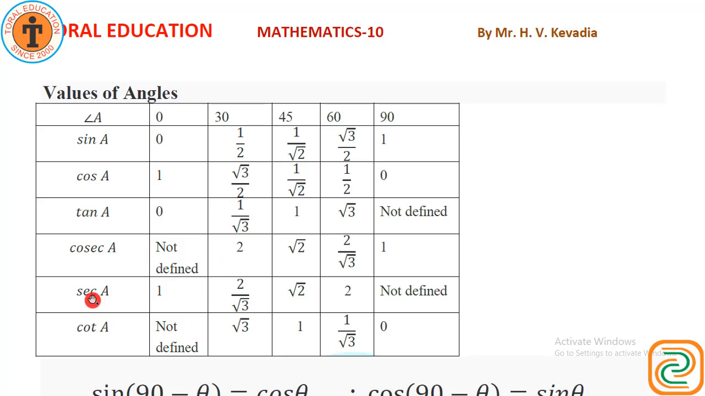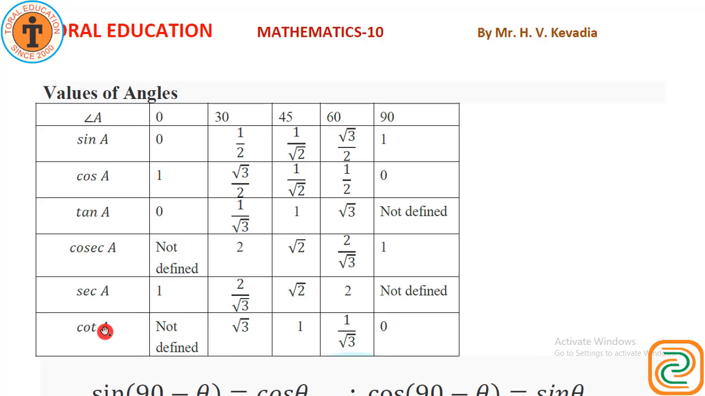Sec. Sec is the reciprocal of cos. Reciprocal of 1 is 1. Root 3 by 2 gives 2 by root 3. 1 upon root 2 gives root 2. And 1 upon 2 gives 2. Then 90, that is 0, and 1 upon 0 is not defined.